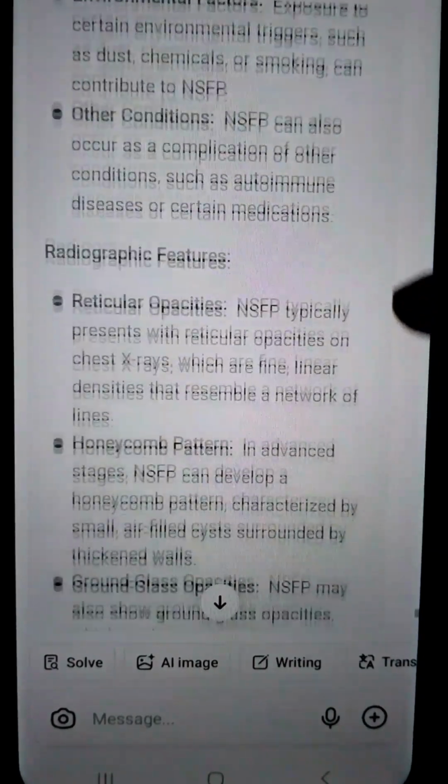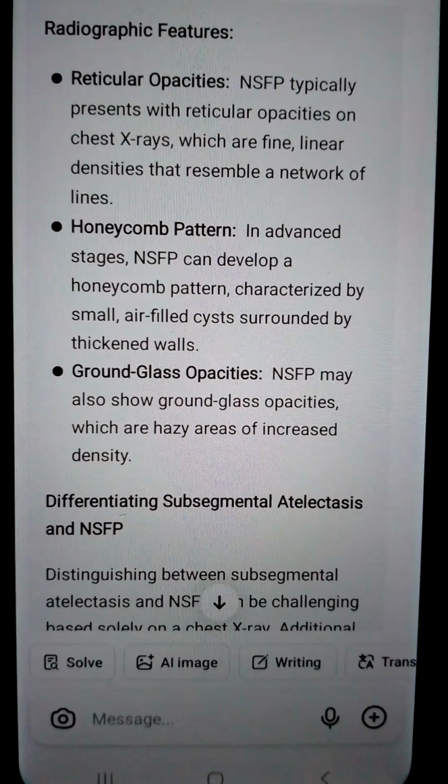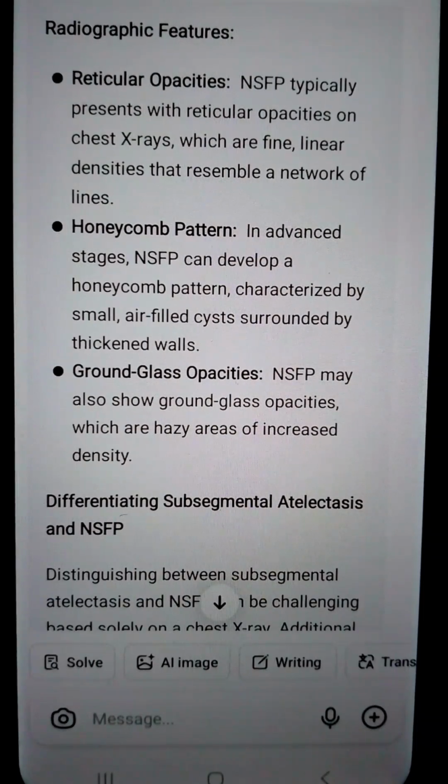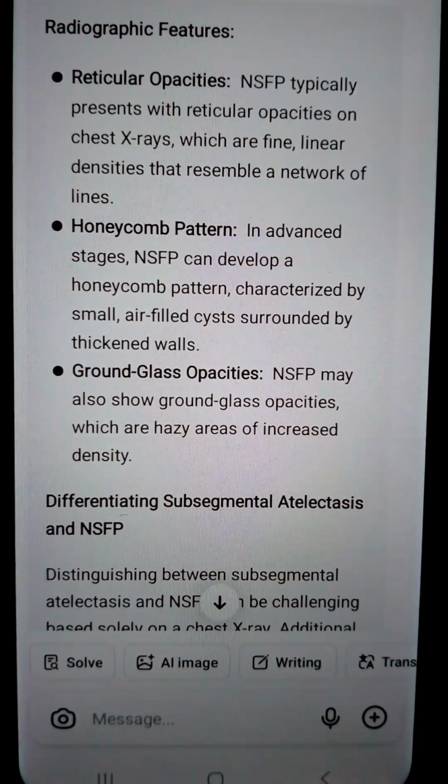Radiographic features. Reticular opacities. NSFP typically presents with reticular opacities on chest X-rays, which are fine, linear densities that resemble a network of lines. Honeycomb pattern. In advanced stages, NSFP can develop a honeycomb pattern, characterized by small, air-filled cysts surrounded by thickened walls. Ground glass opacities. NSFP may also show ground glass opacities, which are hazy areas of increased density.